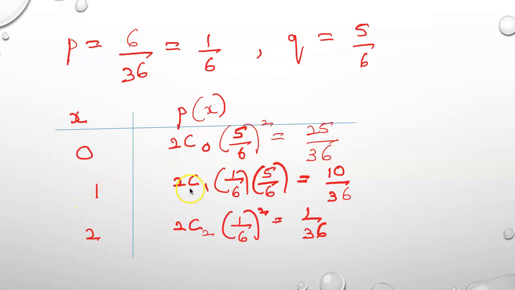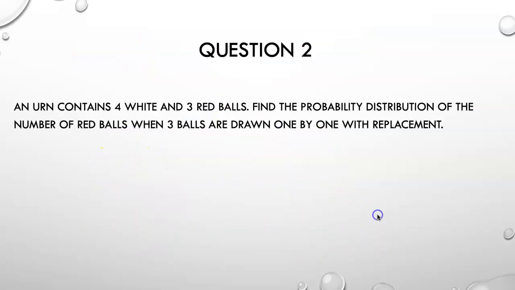Probability that x equal to 1 is nC1 p raised to 1, which is 1 by 6, q raised to 1, so that is 5 by 6. So you get it as 10 by 36. Probability that x equal to 2 is nC2 p squared q raised to 0. So you get 2C2 into (1 by 6) squared, that is 1 by 36. So this is your probability distribution of the values.